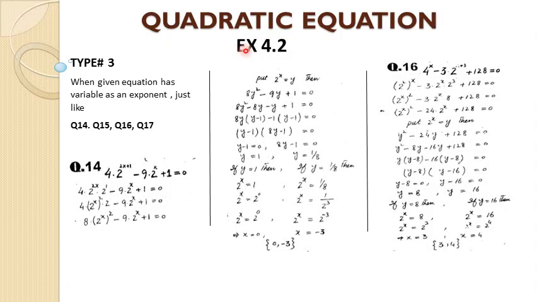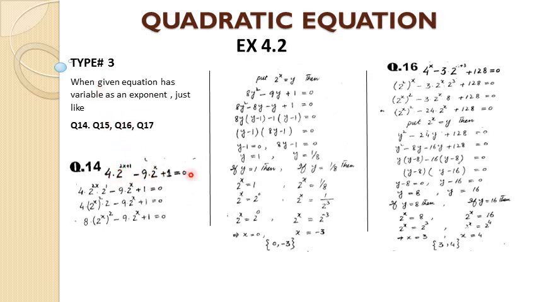Okay, in exercise 4.2, type 3. In type 3 there are 4 questions. You can see questions number 14, 15, 16, 17. And what is type 3? It is when the given equation has a variable as an exponent, just like in this one. You can see 2 raised to the power 2x plus 1 and 2 raised to the power x, because x is the variable and it is in the exponent. So this is type 3.